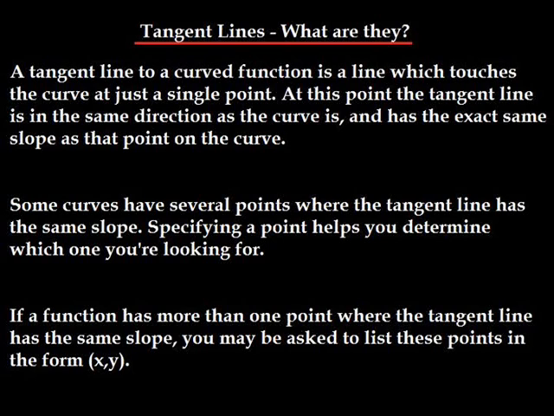Alright, so tangent lines, what are they? A tangent line to a curved function is a line which touches the curve at just a single point. At this point, the tangent line is in the same direction as the curve is, and has the exact same slope as that point on the curve. Some curves have several points where the tangent line has the same slope. Specifying a point helps you to determine which one you're looking for. If a function has more than one point where the tangent line has the same slope, you may be asked to list these points in the form x, y.